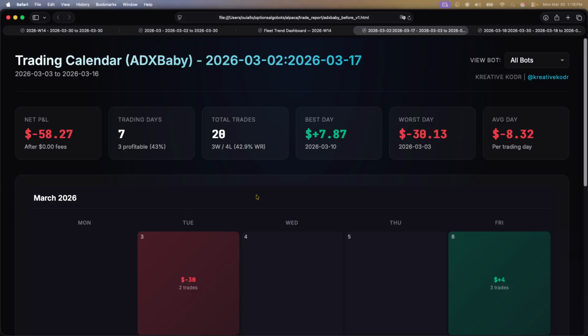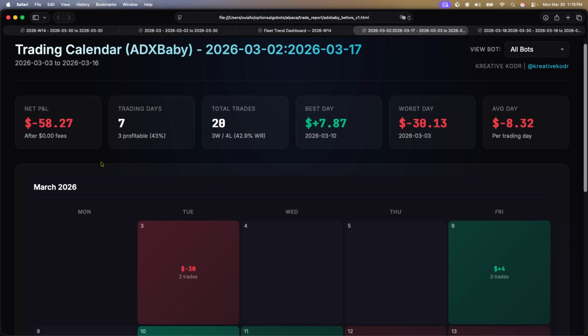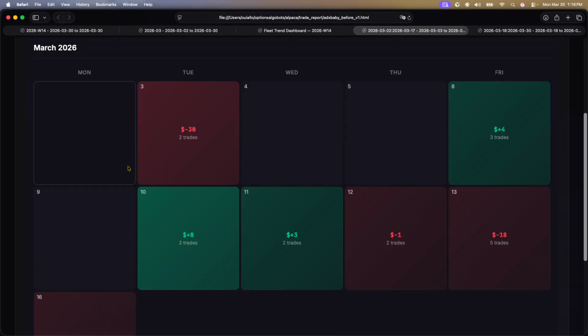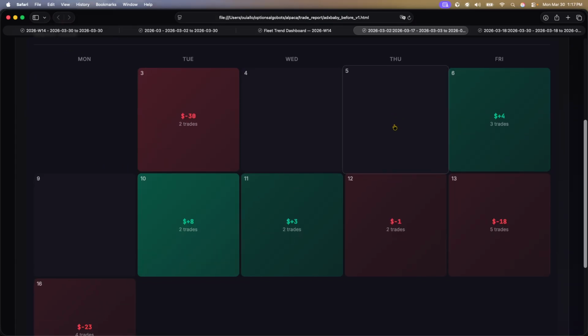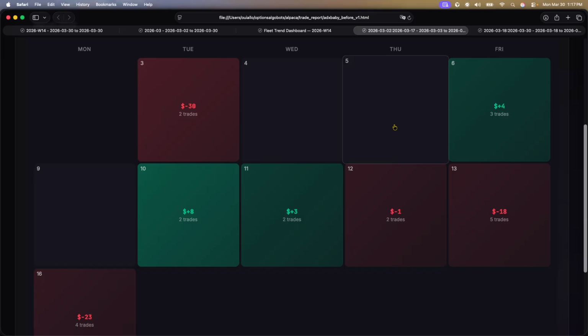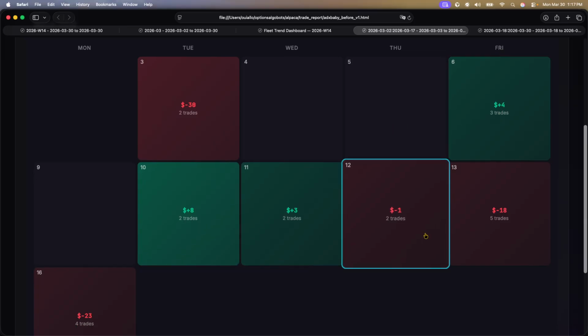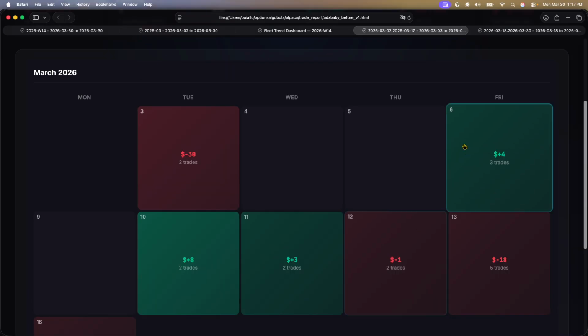So what you're looking at right now is the before we made these changes, right? You can see that ADX had 7 trading days, 20 trades, and under a 50% win rate. The best day it had was making $7. The worst day was $30, and its net P&L was about $58 in the red, right? Looking at the heat map, out of the 7 days, there are 3 that were good, but overall this bot wasn't performing well, right?